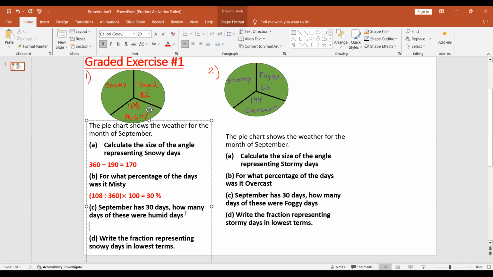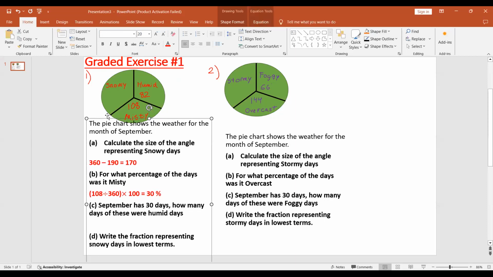Okay, anyone finish part C? Anyone finished part C who could help us with that? What did you get? For my answer, I got 6.8. 6.8. Okay, how did you get that? I said 82 over 360 times 30 over 1. Wait, let me put that in now.